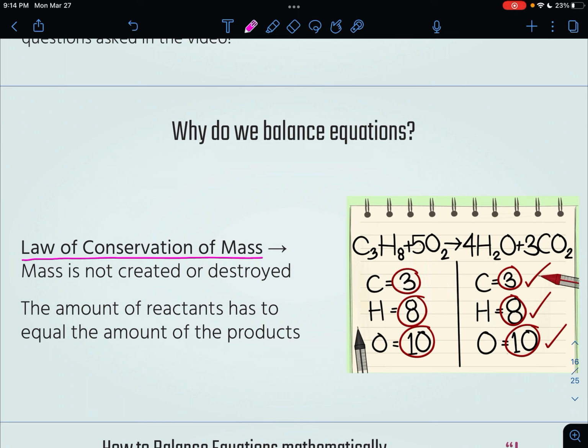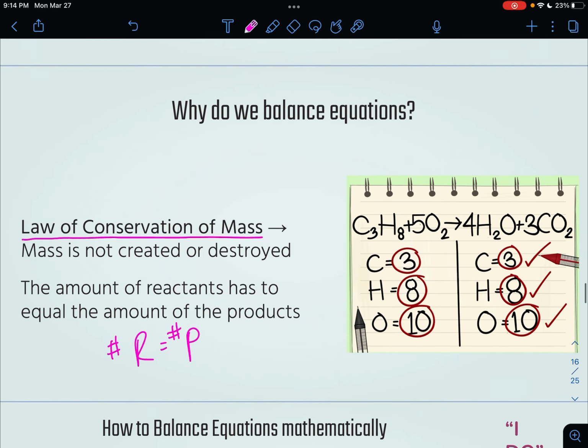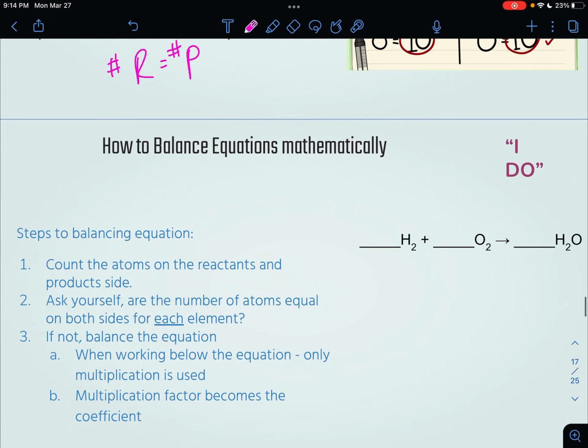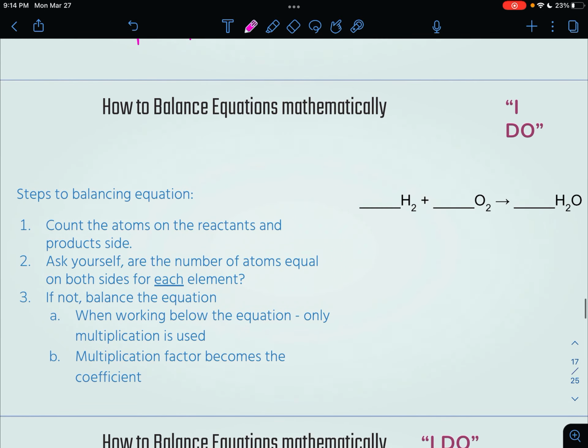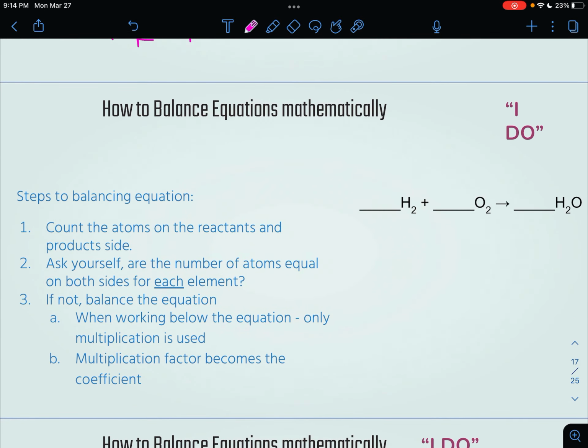So when we're balancing equations, we have to make sure that our reactants are always equal to our products, or essentially the number of reactants are equal to the number of products. So we're going to go through a few examples, and then you'll also have a chance to try some on your own. I have the steps for balancing the equations listed on the side here, and then we'll walk through a few practice problems together. So the first thing is we just want to count.